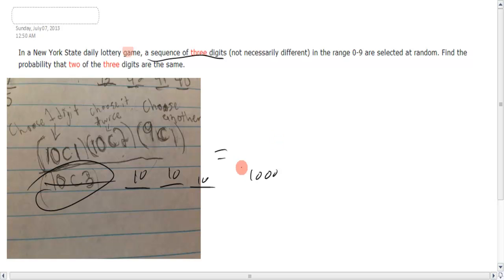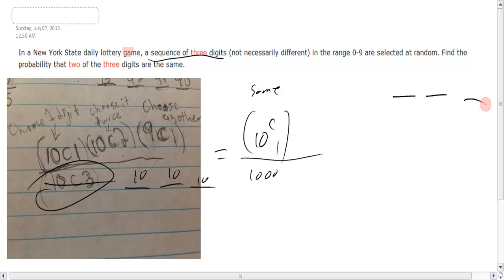You're on the right track with this, because what they're saying here is find the probability that 2 of the 3 digits are the same. So first thing we need to do is say, okay, pick a digit. Yeah, dead on. Out of our 10 numbers, pick one for the ones to be the same. We'll call this the same digit.